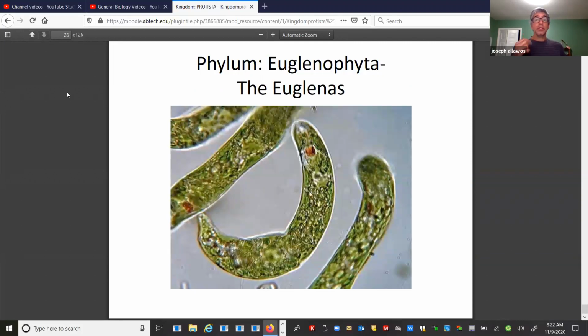So that's the quick and dirty on the kingdom Protista. You can see there are heterotrophic animal-like things and autotrophic animal or plant-like things. And the heterotrophic ones we break up based upon their means of motility, and then the autotrophic ones are the algae.